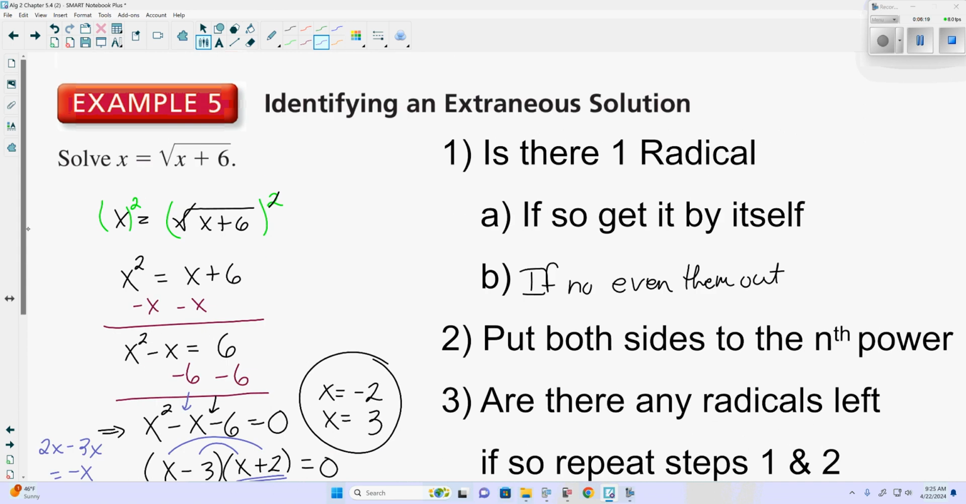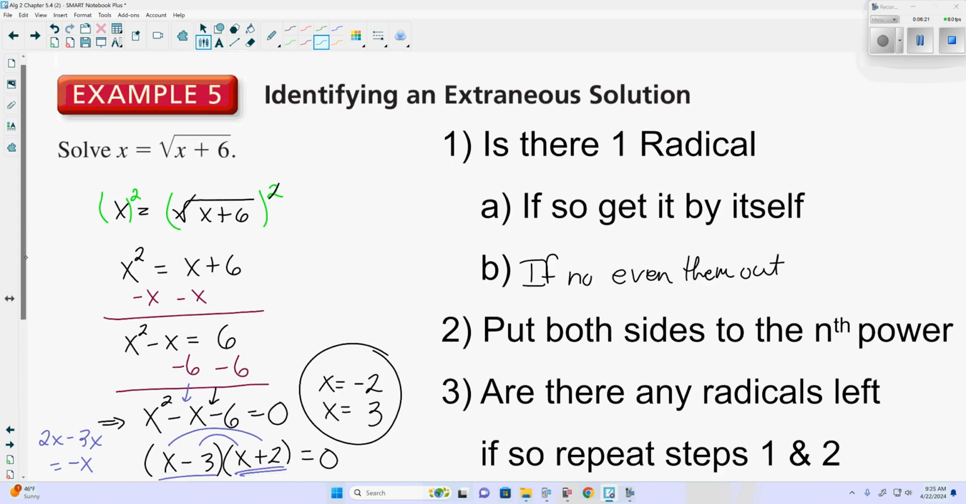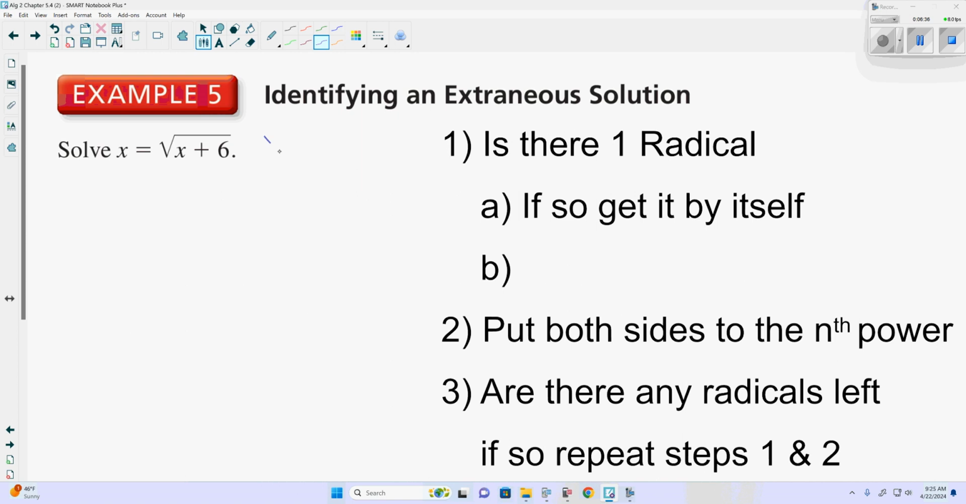Now, I think we might need to check these, especially with the wording it has above the starting problem, identify extraneous solutions. So I'm going to plug them back in, negative 2 and 3. I'm going to start off with 3, and I'm going to replace each x in the equation with 3.